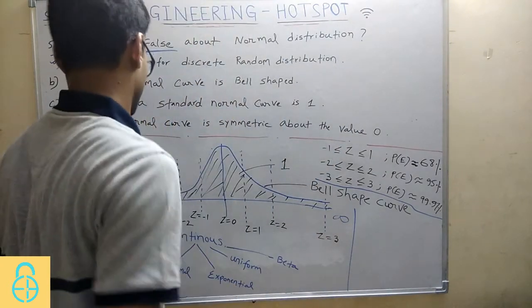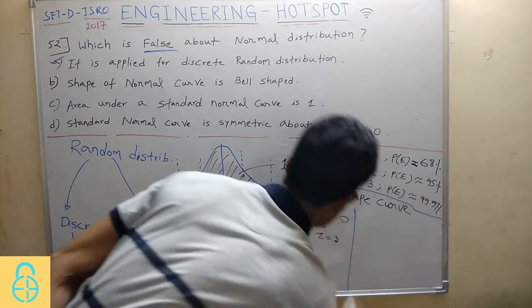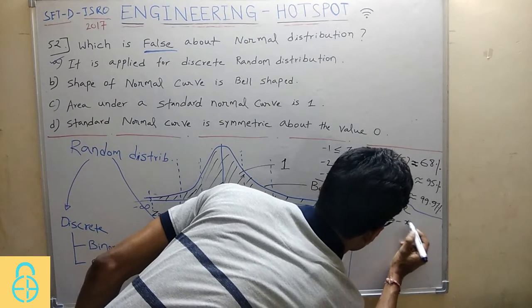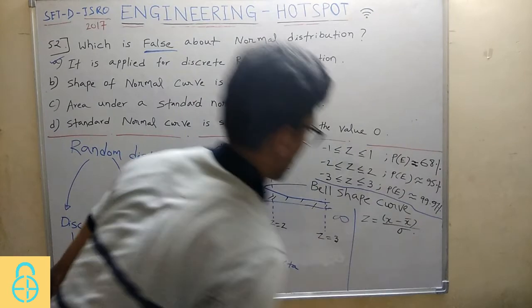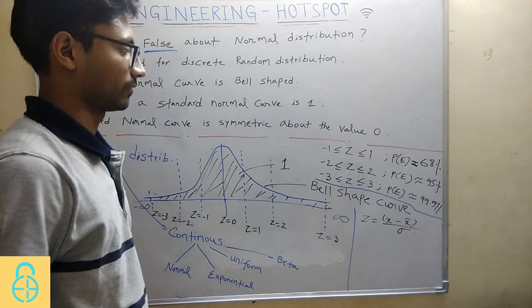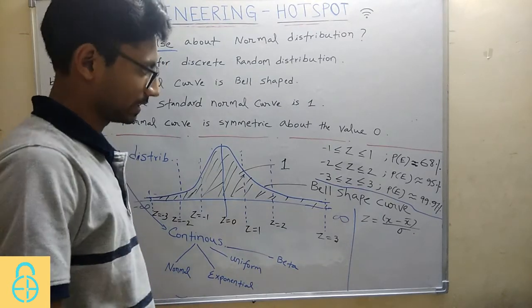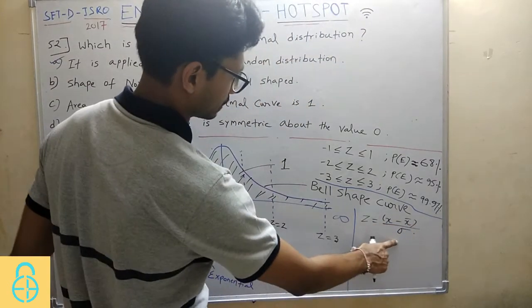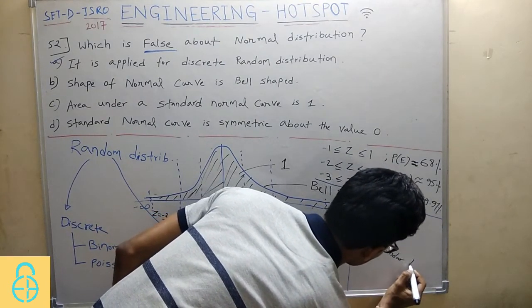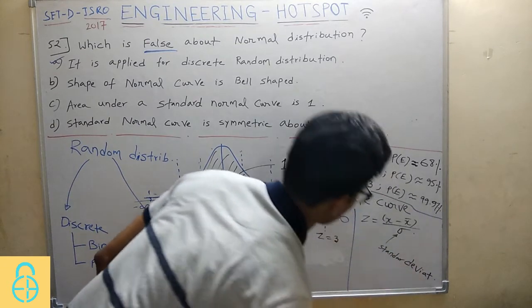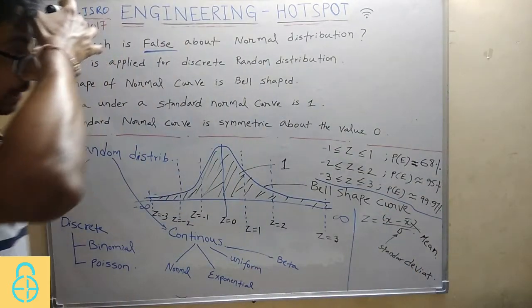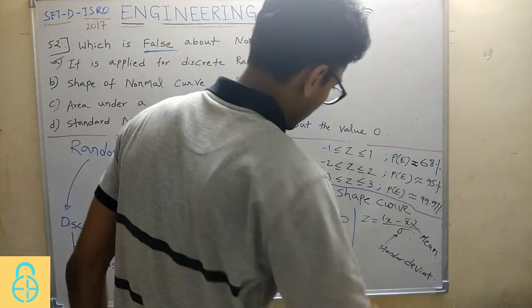Let's look at some important terms. What is z, and how will you calculate it? z equals x minus x bar divided by sigma, where x is any event. Suppose they said the work needs to be completed in 15 days and your mean is 17 days. So 15 minus 17 divided by sigma. Sigma is the standard deviation, x bar is the mean, and x is any variable. From this you will get the value of z.